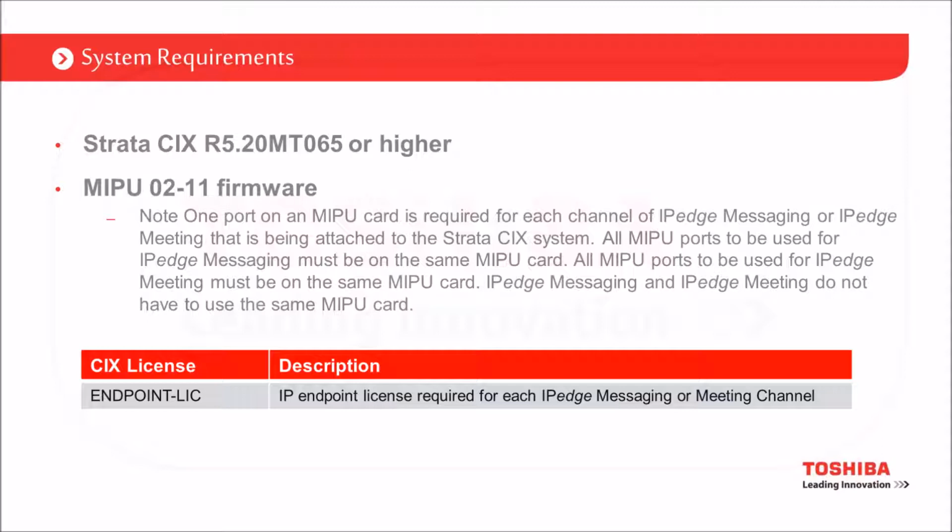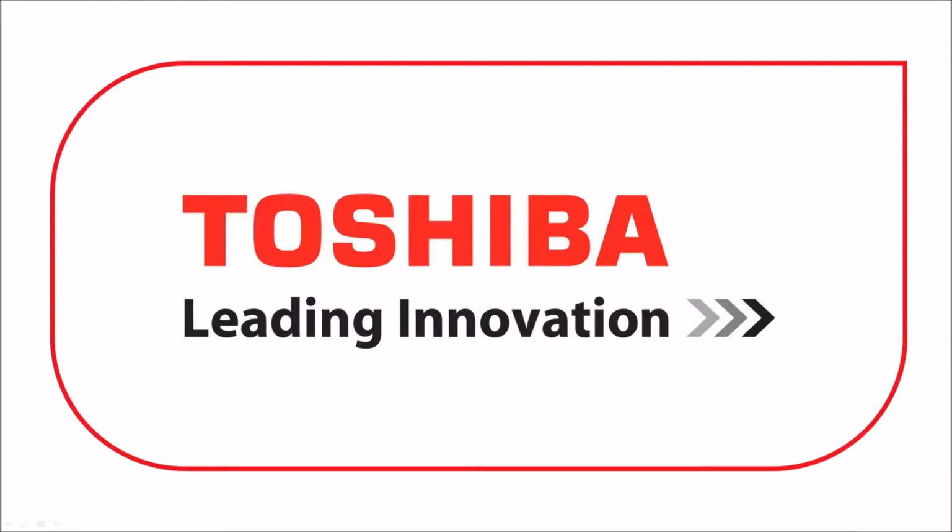We need to make sure there's a MIPU card in the system, which is on 0211 firmware or higher. And we also need to make sure that we have an IP endpoint available for every meeting channel that we need to run. And that really is all you need to do on the Strata CIX. Everything else is configured on the app server, and then basically it becomes licensing on the app server upwards.